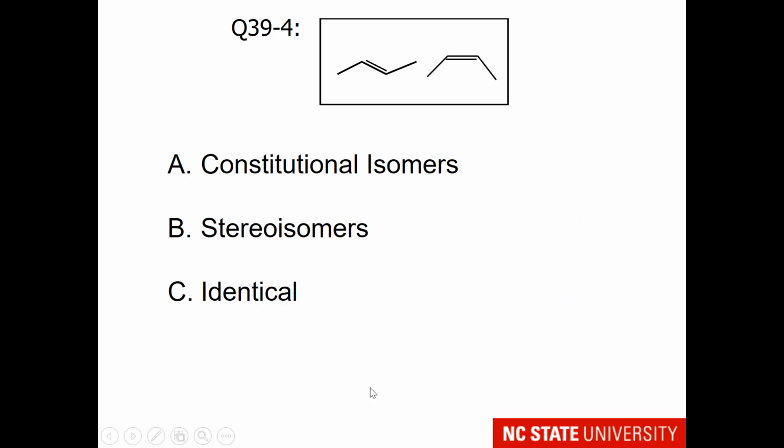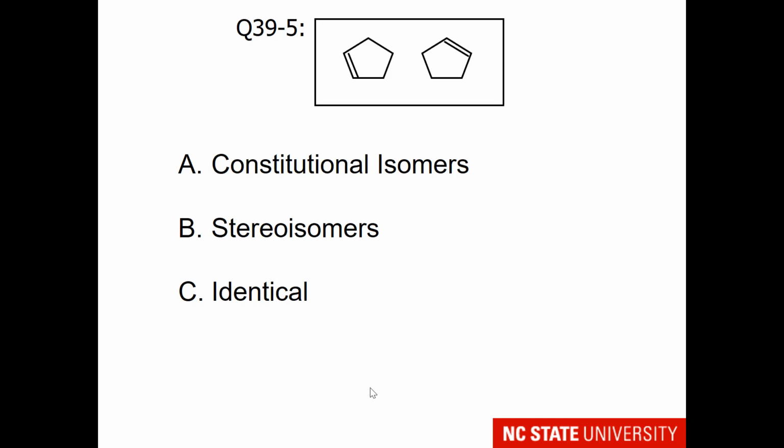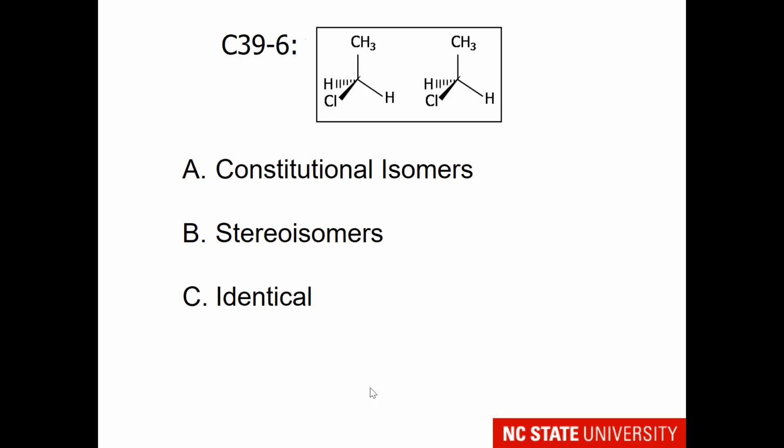All right, how about this example? These 2 molecules in the box, are they constitutional isomers, stereoisomers, or the exact same molecule? Question 5. I hope you notice that you can rotate these to look the same. Question 6. How many different groups do we have attached to the carbon? Are there 4 different groups or less?